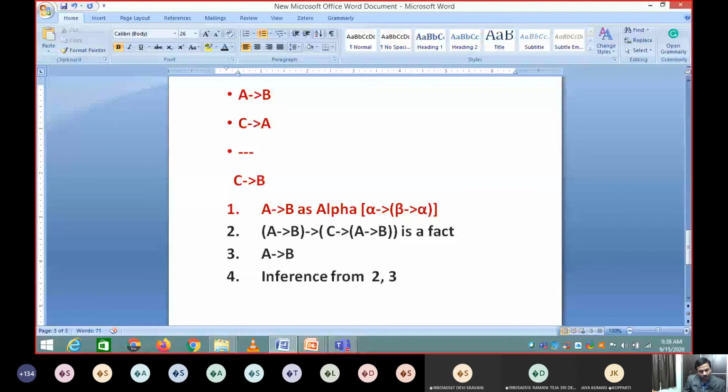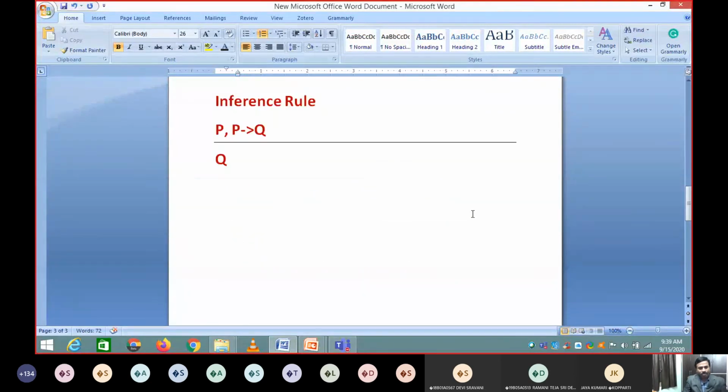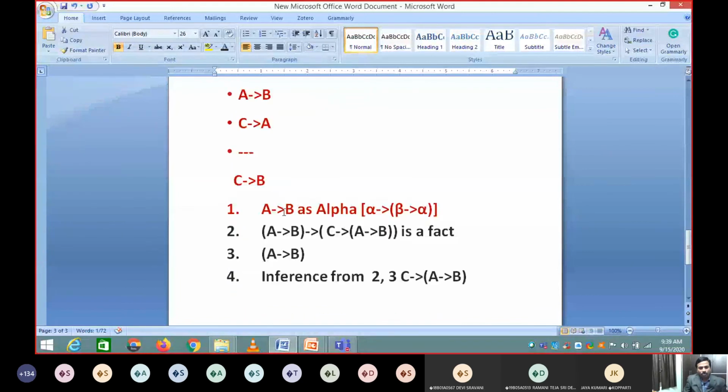What is the inference that you can get from this 2 to 3? C implies A implies. Yes. C implies alpha. What you said is right. This whole thing will come as an inference, because we can use only one rule that is called modus ponens. Modus ponens says this is P, this is P to Q, I will get Q. So this is P, this is P to Q, I got this Q.